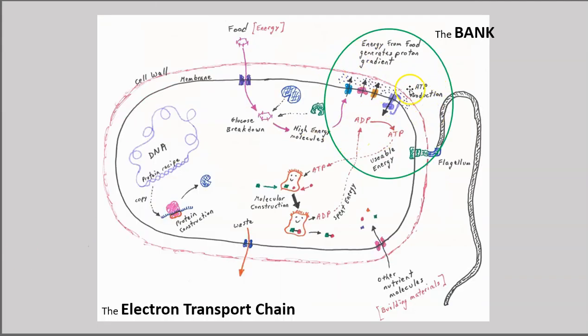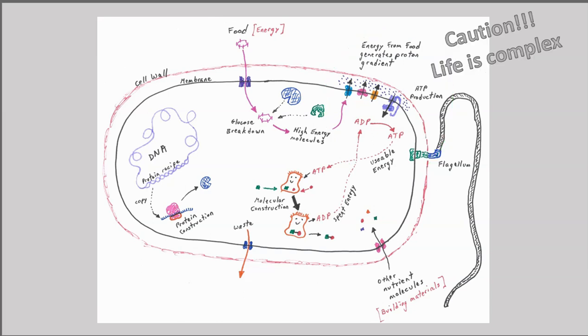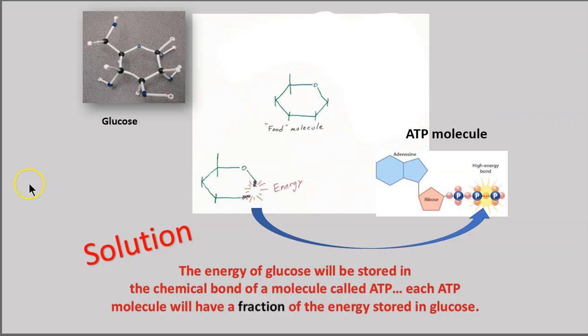And we're going to call these proteins up here the bank proteins, because it's their job to do this kind of energy conversion, converting the energy in glucose, $36 worth of energy, and repackaging that energy into 36 molecules of ATP, each of which has $1 worth of energy. Now, this chemistry is very complex, and the people who figured this process out won Nobel Prizes. But we're not going to go into that in this course. We just want the general concept that the energy of glucose is going to be stored in the chemical bonds of the ATP molecule. So each ATP molecule will have a fraction of the energy stored in glucose.